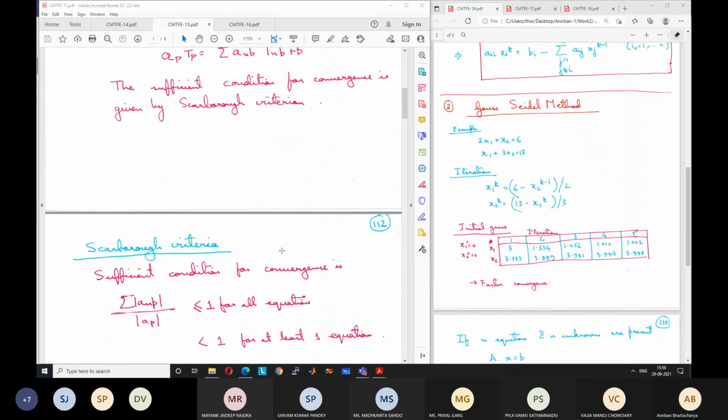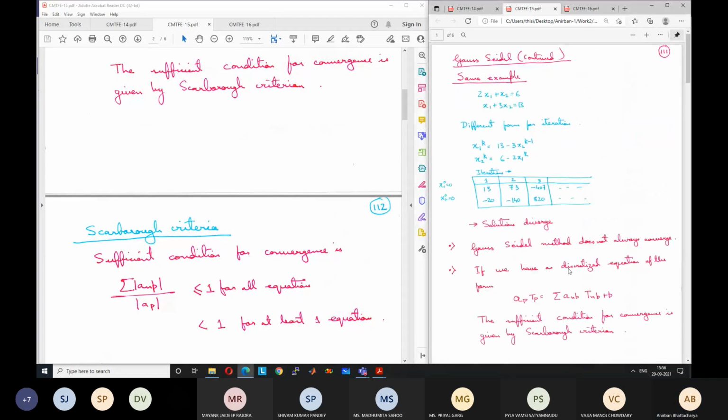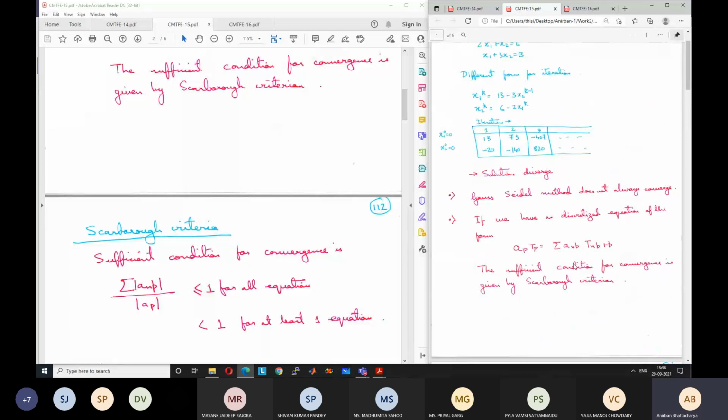What is this condition? The Scarborough criteria says that if we have an equation of this form, APTP = summation ANB TNB + B, then the summation of the absolute values of the ANB's, all the neighboring grid point coefficients, divided by the absolute value of the coefficient of the pth point, AP, should be less than or equal to 1 for all equations and less than 1 for at least one equation. It has to be less than or equal to 1 for all equations.